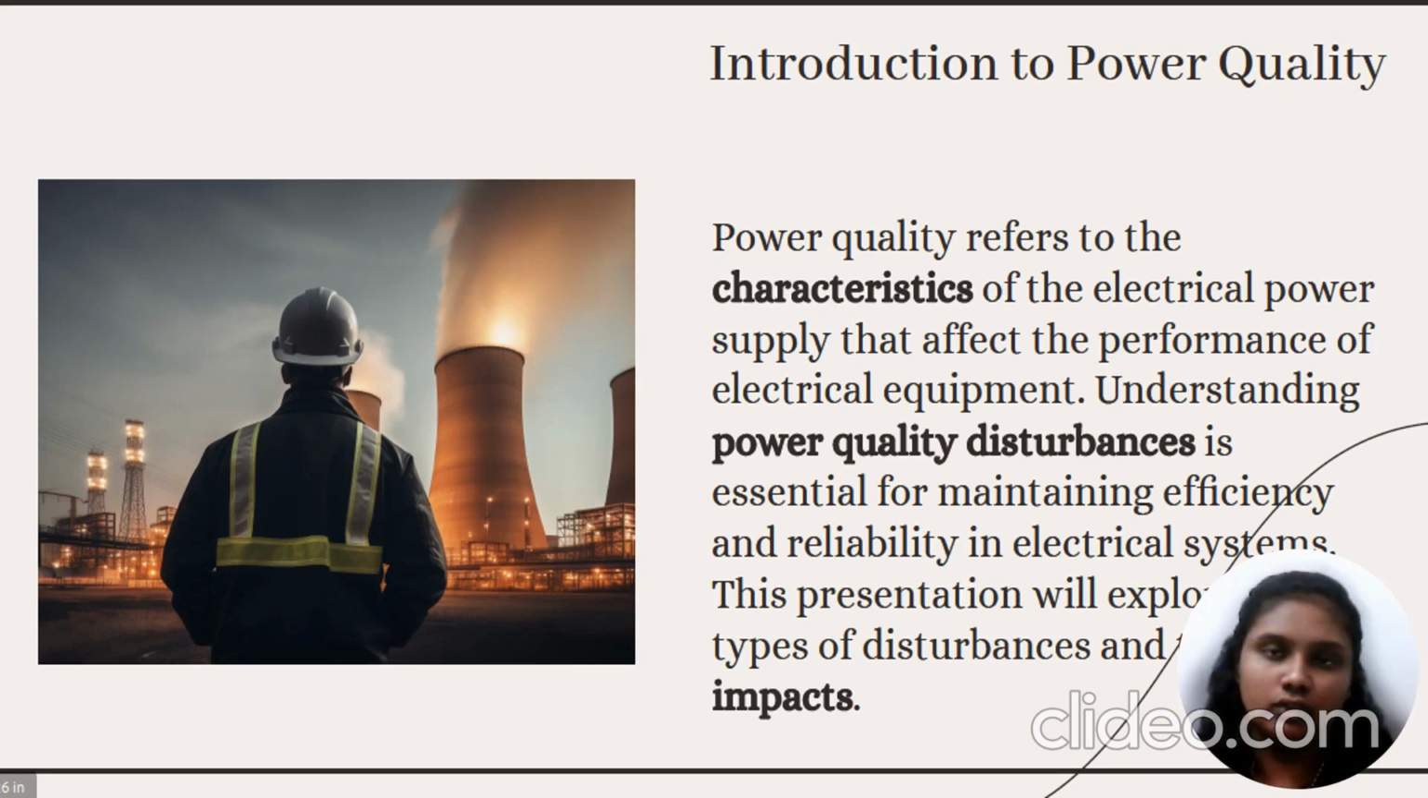Everyone. Today I'm going to talk about power quality. Okay, what is power quality? Power quality is the electrical power supply that affects the performance of electrical equipment. Understanding power quality disturbance is essential for maintaining efficiency and reliability in electrical systems. So this presentation will explore types of disturbance and their impacts.